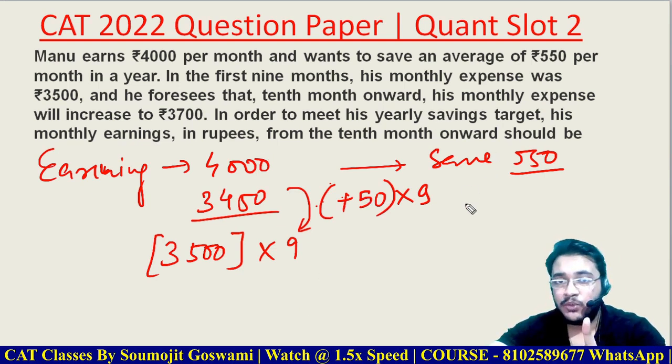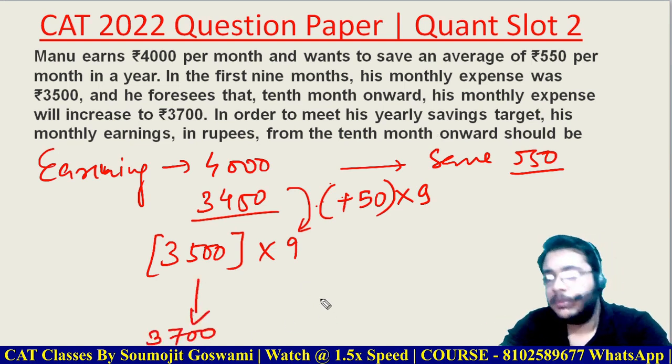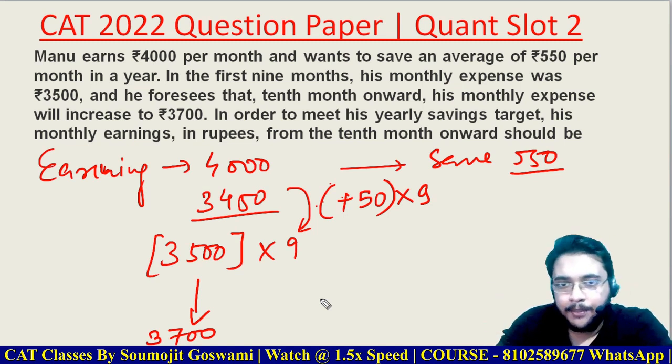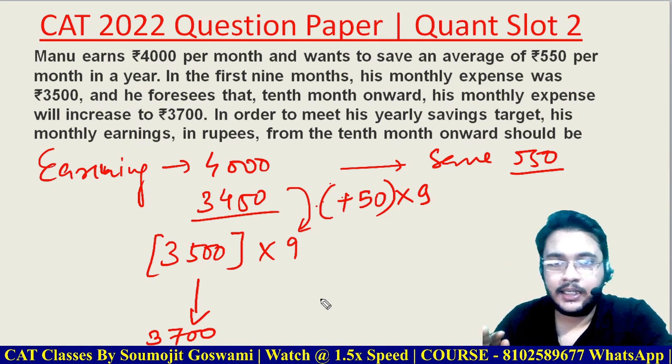Please understand, he wanted to save 550. He foresees that from the 10th month forward, his monthly expense will increase to 3,700. So from 3,500 this will become 3,700. The problem now is that if the expense is going up, he can never actually meet his target.